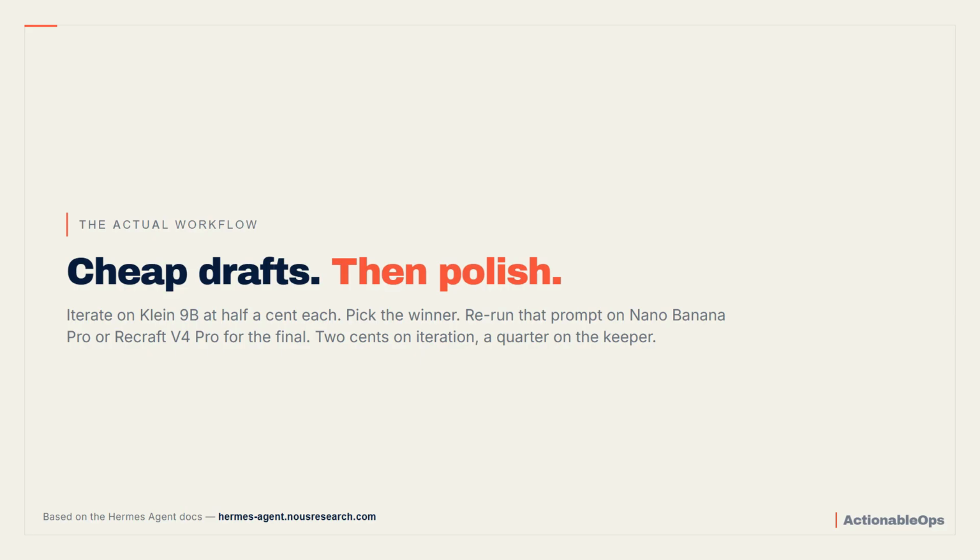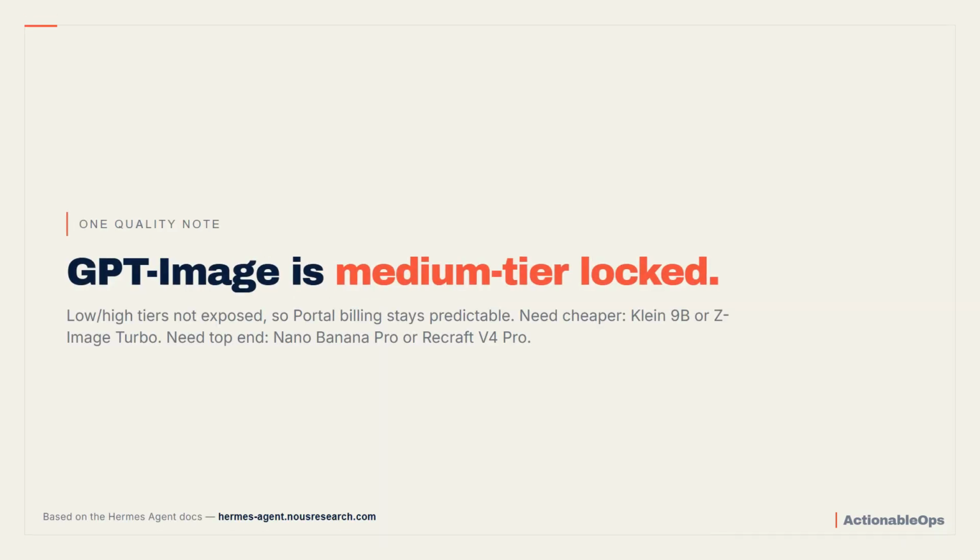One quality note: the GPT image models are pinned to medium quality. The low and high tiers are not exposed to keep portal billing predictable. If you need a true cheap option, Klein 9B or Z-Image Turbo. If you need top-end, Nano Banana Pro or Recraft V4 Pro.